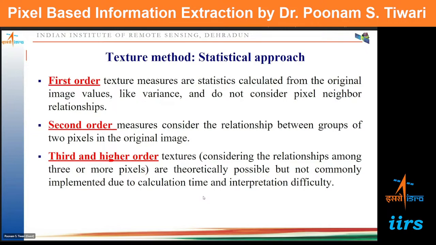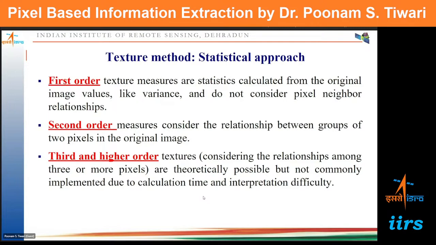So in the second order texture measures, the relationship between two adjoining pixels is seen. It means how the variation from one pixel to another pixel is being done. So it measures the relationship between a group of two pixels in the original image. These are called second order texture parameters.